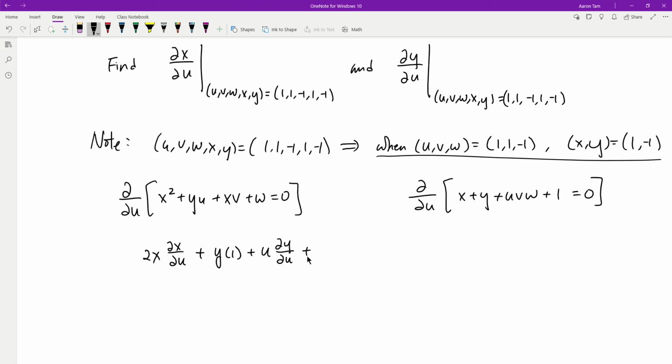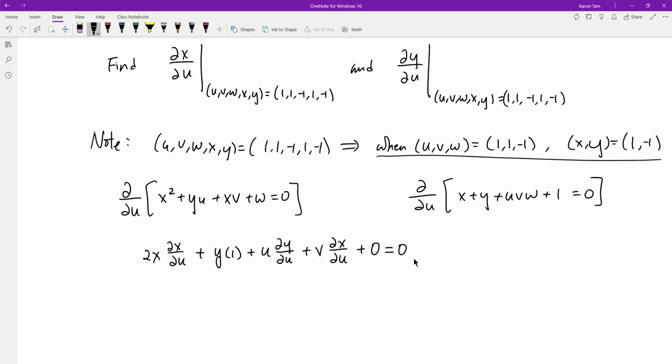Plus xv. v is another independent variable, therefore in this case it acts like a constant. So we basically differentiate x and then multiply that by the constant v, so that becomes v dx over du. Plus w. w is another independent variable, which when I differentiate with respect to u is treated as a constant, so that just goes away. That becomes 0, because the derivative of 0 is 0.